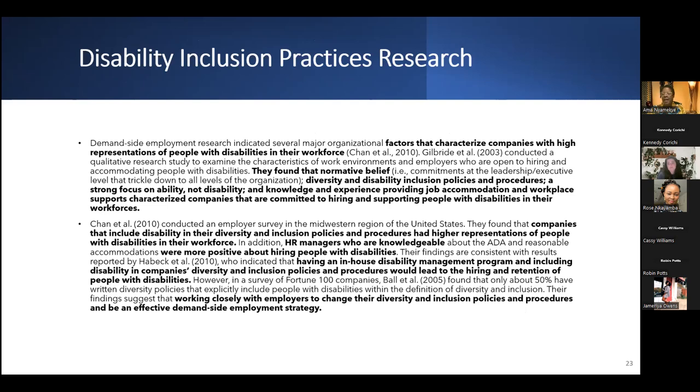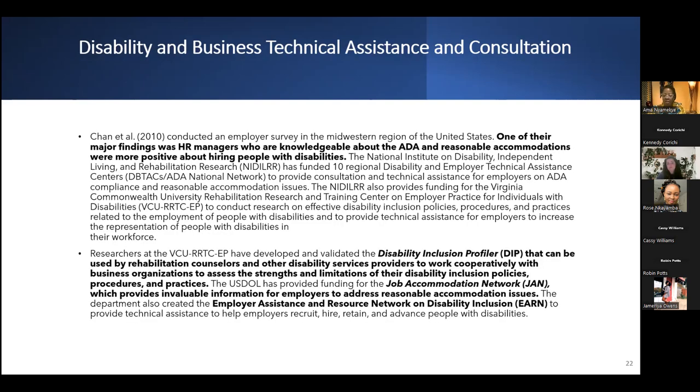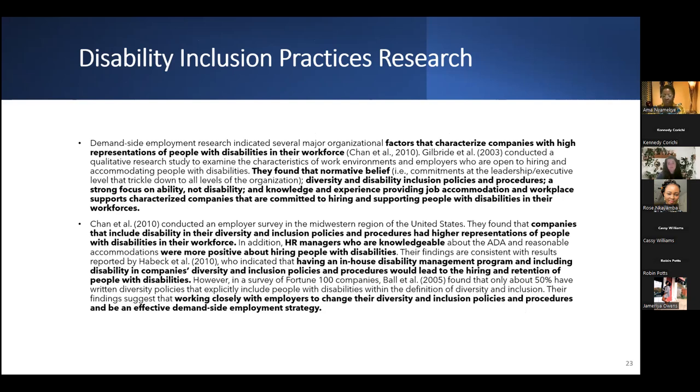I think I wanted to ask, do you find that those who work with supported employment use the EARN website? I use Ask EARN. It's a great, great resource.